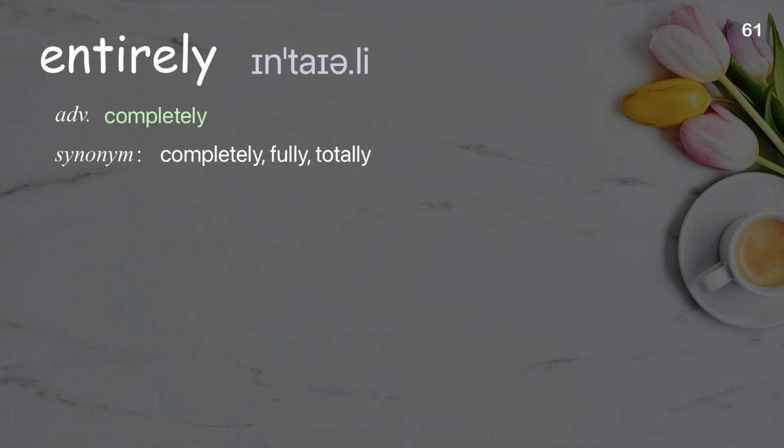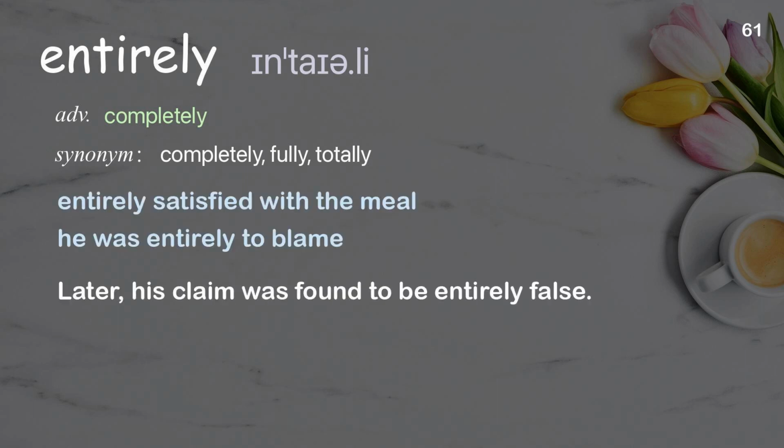Entirely. Completely. Examples: Entirely satisfied with the meal. He was entirely to blame. Later, his claim was found to be entirely false.